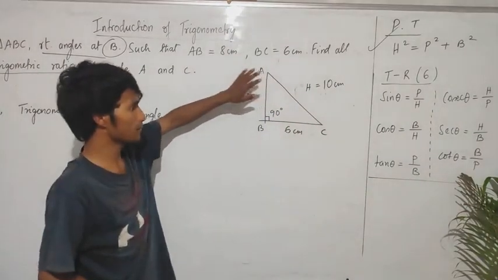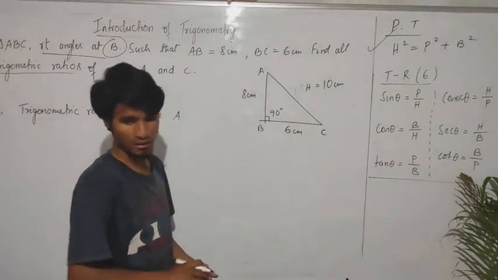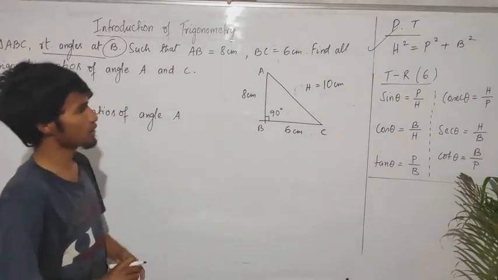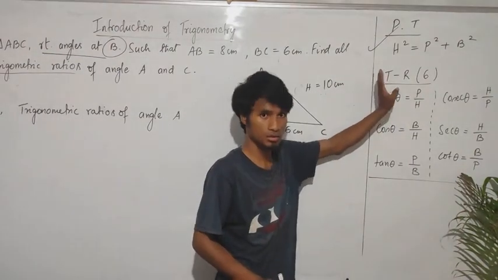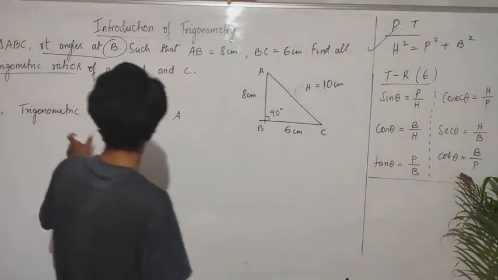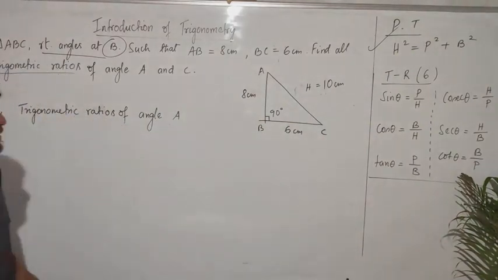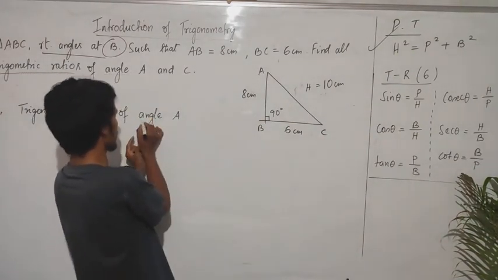Now, look, all the sides we have got. Then in your question exercise, in A question 1, all the sides are given. Then you don't need to use this formula directly. You will jump on this formula like this. Okay, trigonometric ratios of angle A. Okay, angle A.